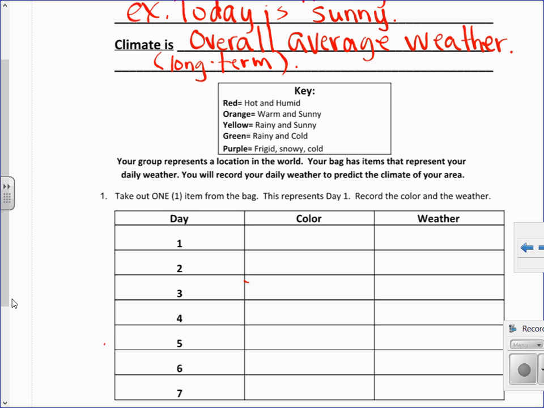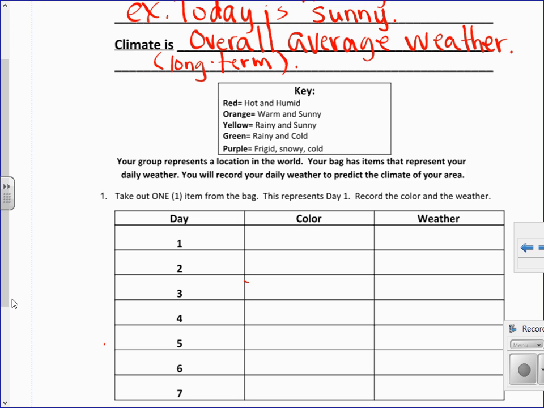Your bag has items that represent your daily weather. You're going to record your daily weather to predict the climate for your area. Now, our key up here. If you take a red item out of the bag, your daily weather, your weather for that day is what? Good, hot and humid. If you take an orange item out of the bag, your weather for that day is sunny. If you take a yellow item out of that bag, purple.